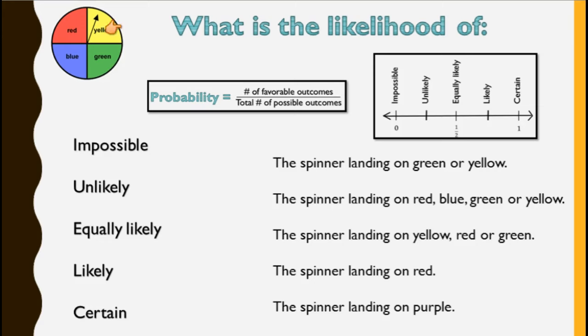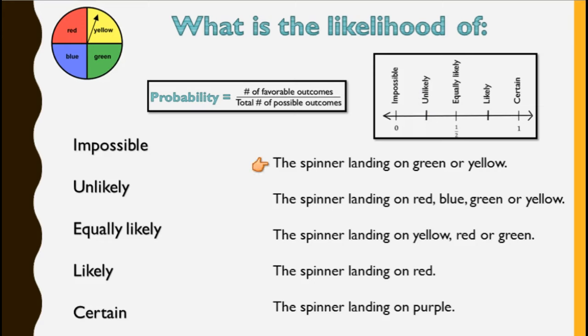So let's take this spinner for our example. Remember this, our little equation. The number of favorable outcomes goes on top, and the total number of possible outcomes goes on the bottom. If it's a 0, we're going to use the word impossible. If it's a 1, it's going to be certain. If it's half, it's going to be equally likely. If it's more than half, but not all the way to certain, we're going to use the word likely. And if it's less than half, but not impossible, we're going to use unlikely.